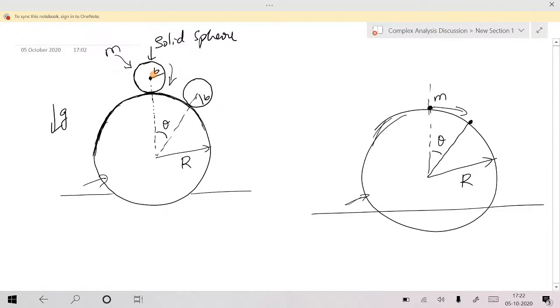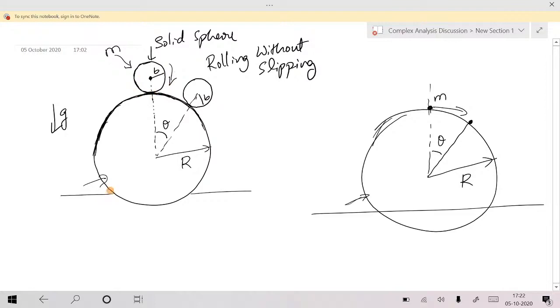Again, if you have a mass on this big sphere, we say it is sliding without friction. If there is a sphere on this big sphere, we say it is rolling without slipping. This small sphere is rolling without slipping. So remember, this may be a solid sphere, a hollow sphere, a disk, or a ring also. If you see the Goldstein problem, he has taken this one as a ring.